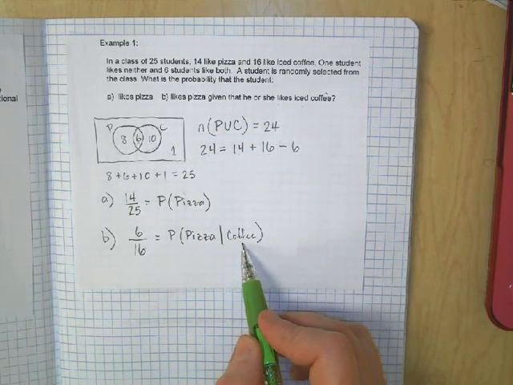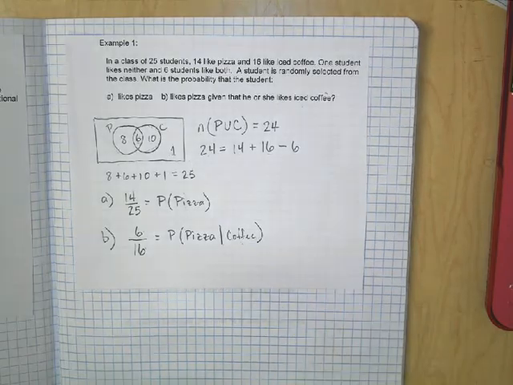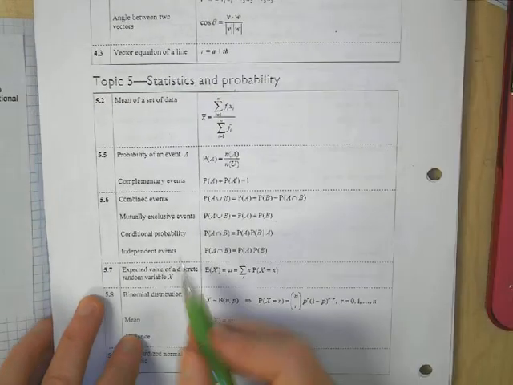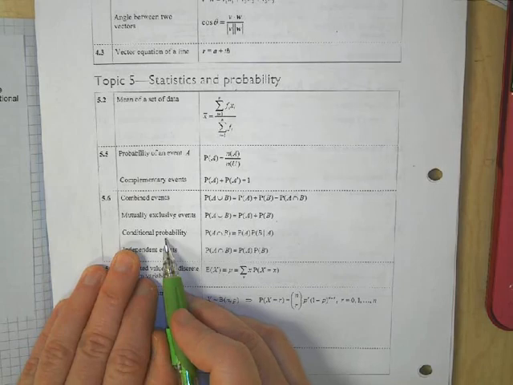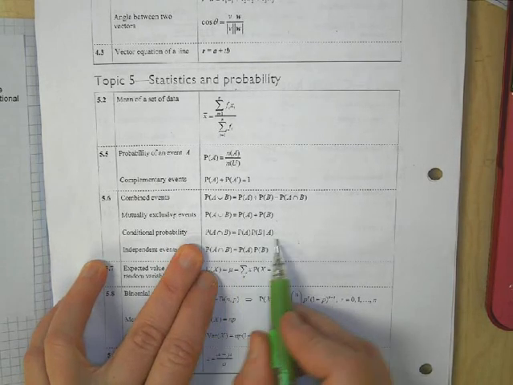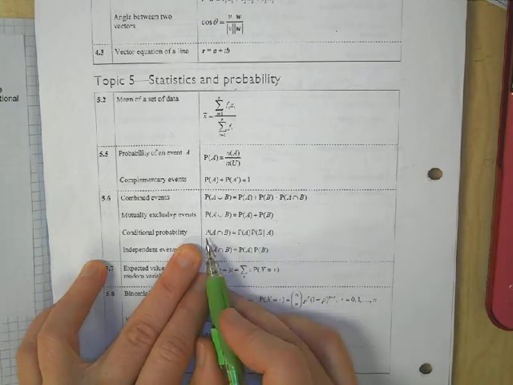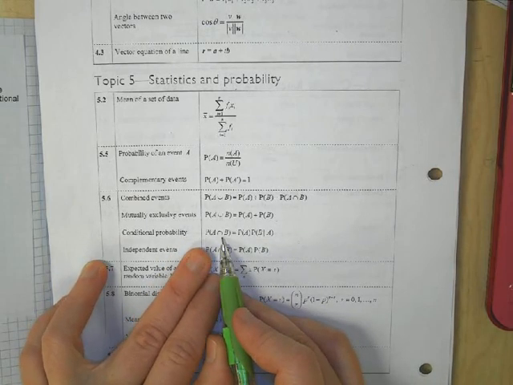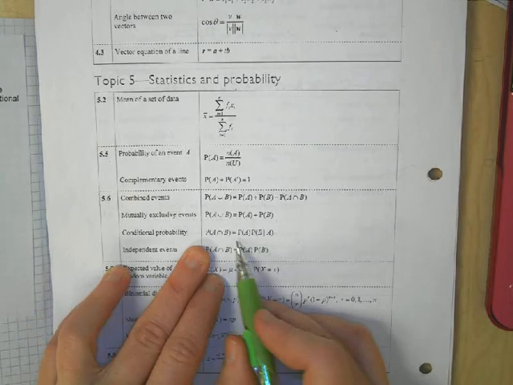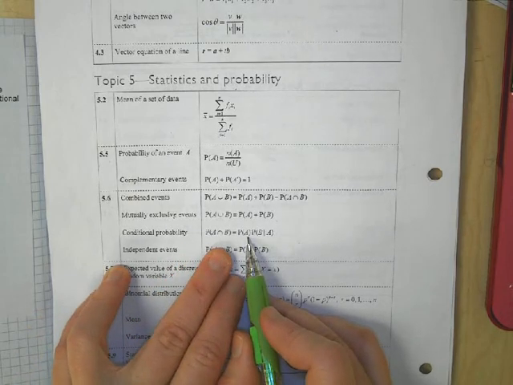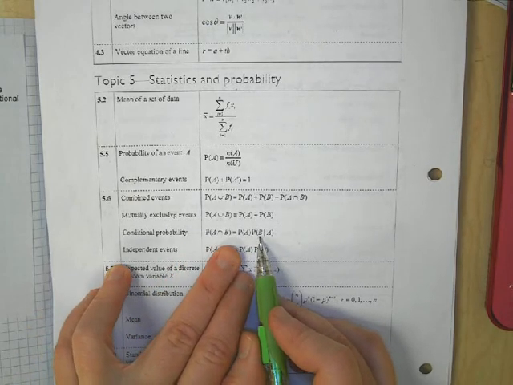Okay, so there is actually a formula that goes with this, conditional probability. If we look on our formula sheet, there's something called conditional probability, and here is the formula for it. It says the probability of the intersection of these two events is equal to the probability of A times the probability of B given A.